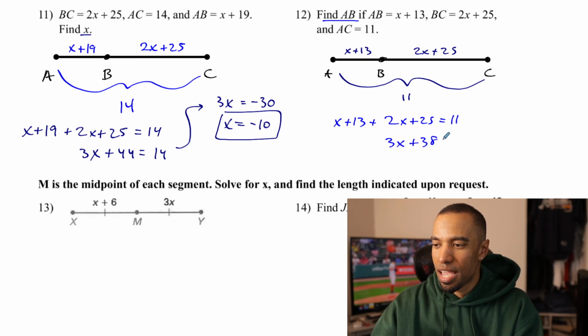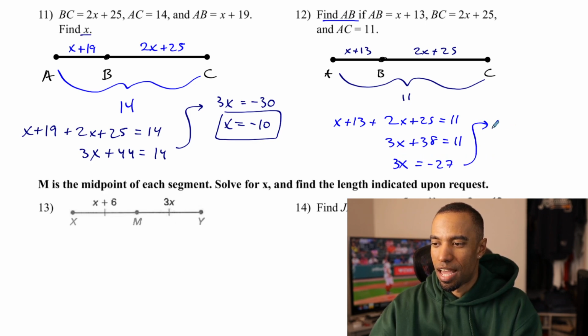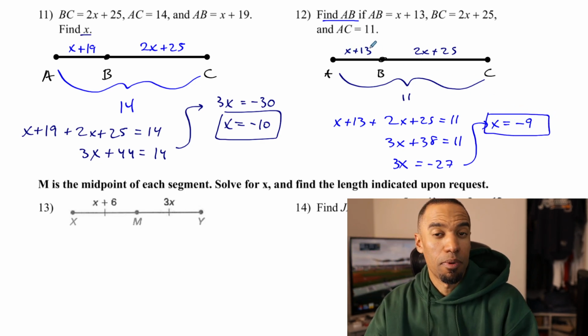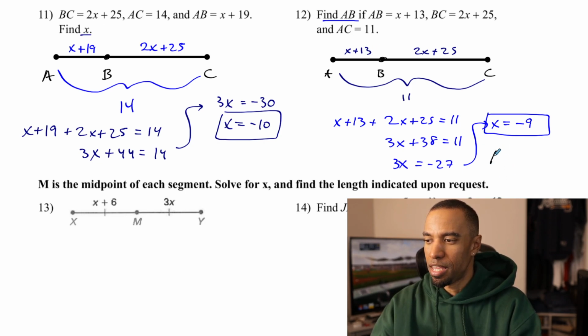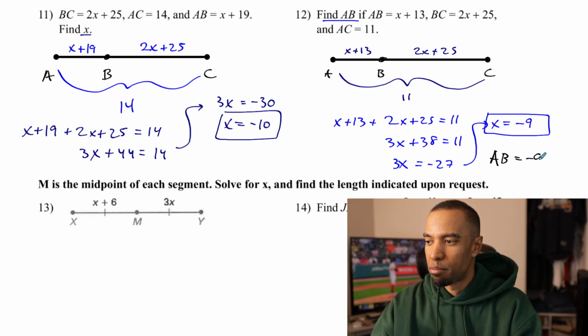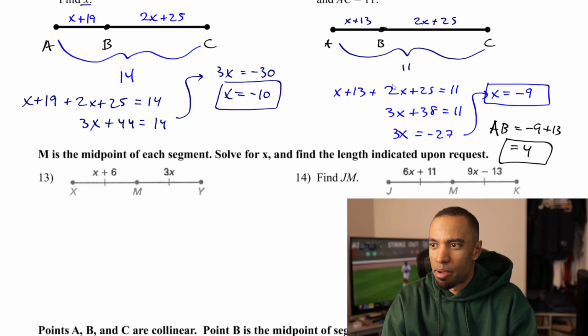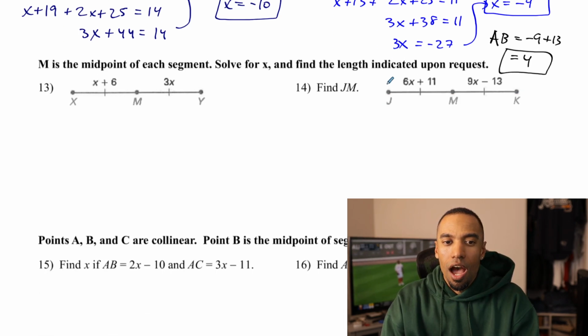3x plus 38 equals 11. Subtract 38, and I get negative 27. Divide by 3, I get x equals negative 9. Now we're going to find AB. Make sure that that negative doesn't affect this length being positive, and it doesn't. The length of AB is negative 9 plus 13, which is 4. And I'm sure that aligns with the answer there. I just did it mentally. It does. That's good. All right, the next 4.